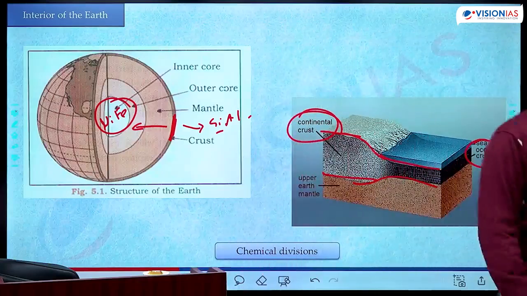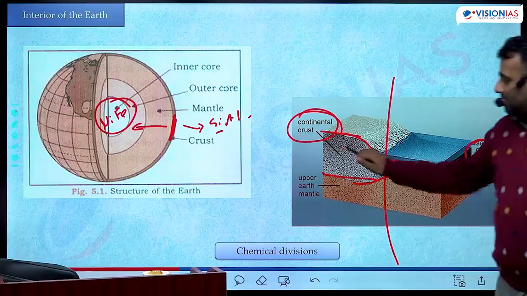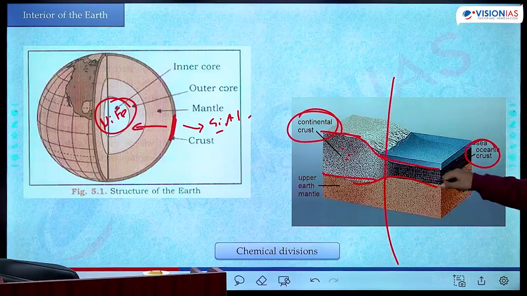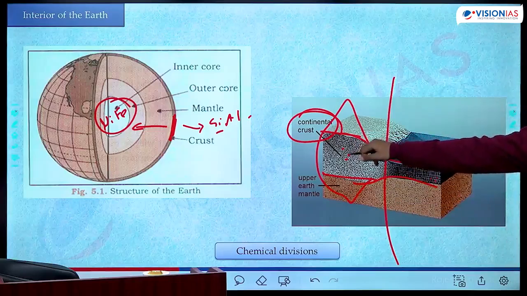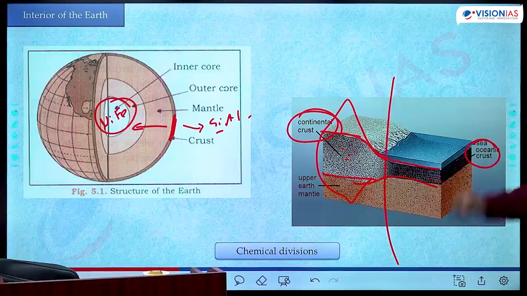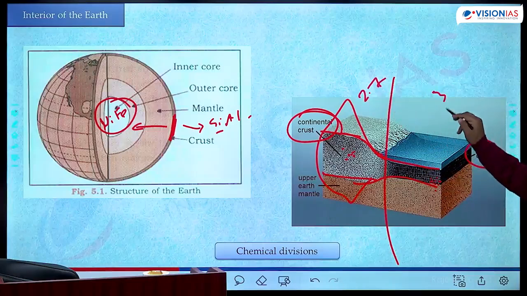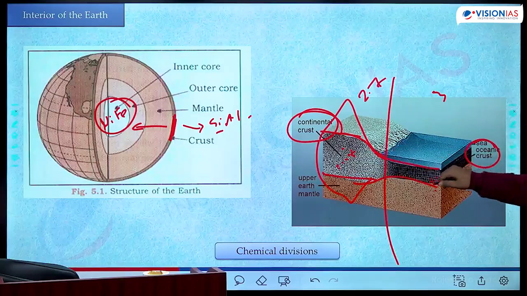What are the characteristic differences between continental crust and oceanic crust? Thicker, thinner. Continental goes up to 45 to 50 kilometers, oceanic is 8 to 10 kilometers only. Along the mountains it is much thicker, up to 80 to 90 kilometers. Oceanic is very thin. Then one is lighter in density, the other heavier. This is 2.7 grams, this is 3 grams per centimeter cube. This is granitic rocks, this is basaltic rocks. Brighter in color, darker in color.